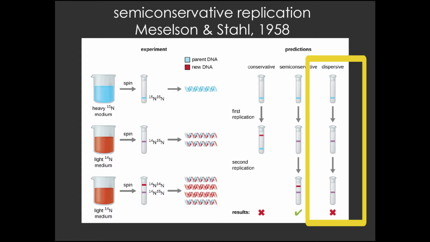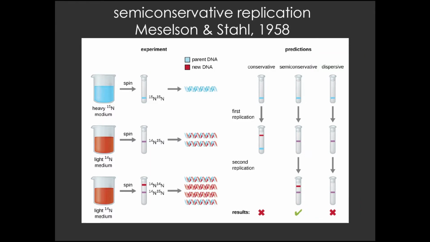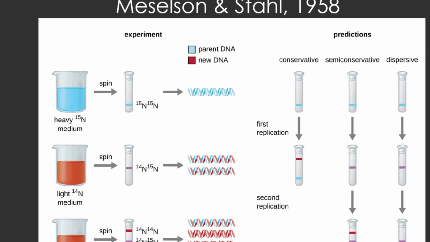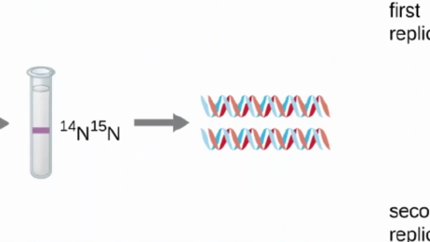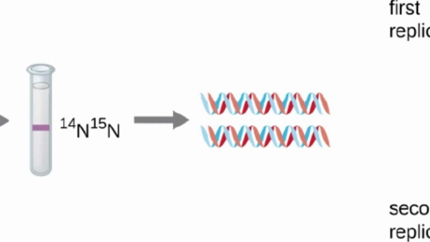So they set up these predictions and allowed cells to undergo rounds of replication, having had heavy DNA and adding to it light DNA, and what the results showed was semi-conservative replication, that these cells of E. coli were in fact using the parental strand of DNA, opening it up, using it as a template, and adding to each of those parental strands one new strand, creating hybrid molecules of DNA.